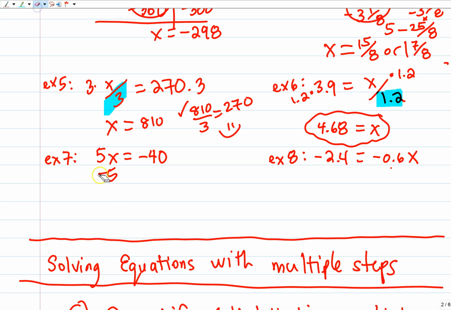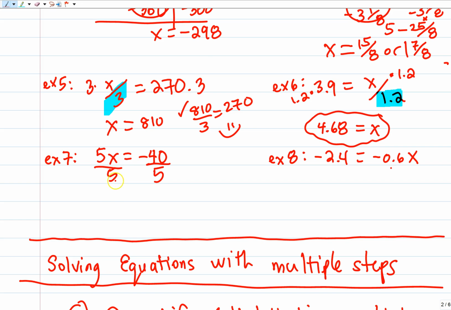So to undo the multiplying, we divide by 5. And if I do it to one side, I do it to the other. Do not divide by the x. We're not trying to make the x go away. We're just dividing by the number that's being multiplied. So here we go. 5 divided by 5.